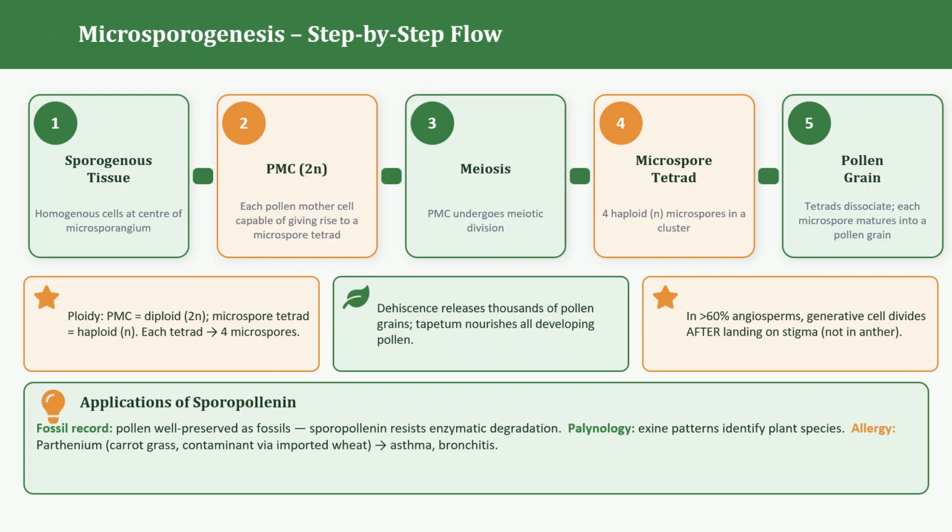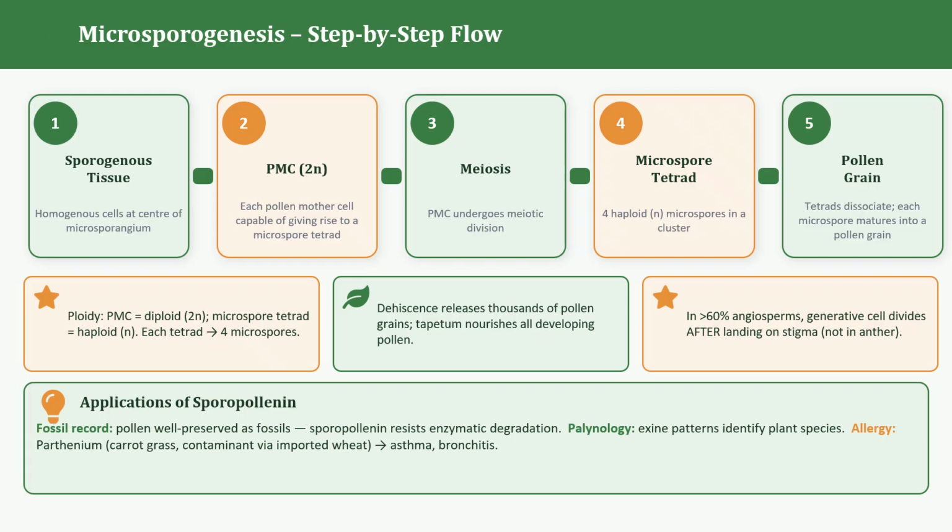Let's see the significance of this microsporogenesis. First one is genetic variation. Meiosis creates genetic diversity, right? So maintenance of chromosome number is very important. It ensures the correct chromosome number after fertilization, and also the production of the male gametes. It provides the pollen grains needed for reproduction. Let's see some applications of sporopollenin.